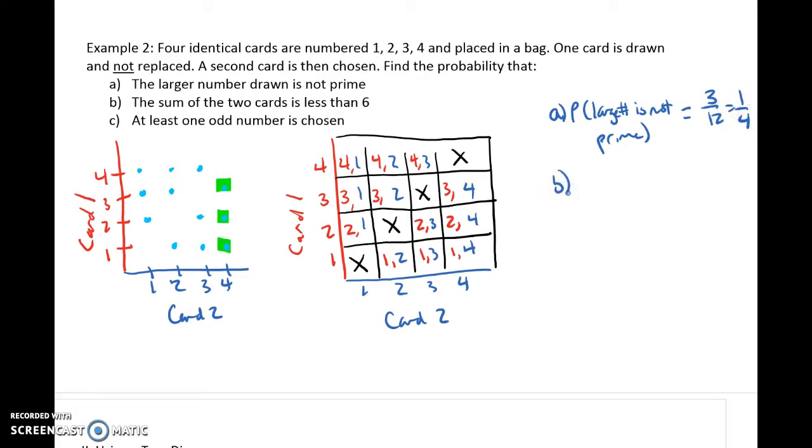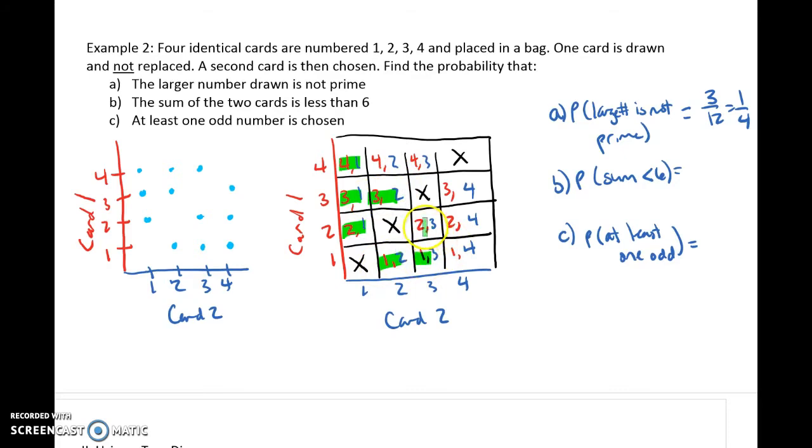Okay? B, the sum of the cards is less than 6, and C, an odd number is chosen. Go ahead and try those with these two new sample spaces, and let's check your work. All right, so if we want to look for sums less than 6, for me personally, I just like looking at the table because then I can just see what the possibilities are. So, right, 4 and 1, 3 and 1, 2 and 1, 3 and 2, 1 and 2, 1 and 3, 2 and 3, and 1 and 4. So I've highlighted 1, 2, 3, 4, 5, 6, 7, 8 out of, again, the total 12. So hopefully you all got 2 out of 3.